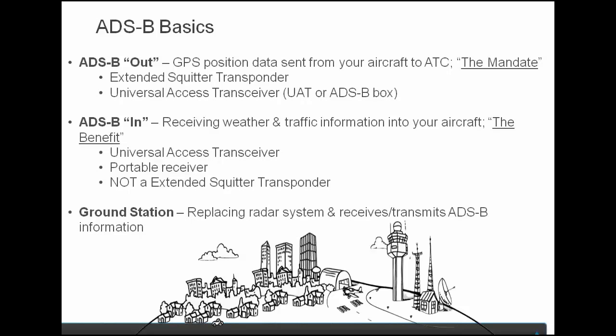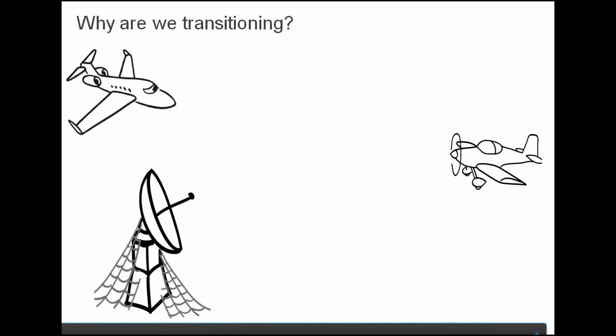And of course, the ground stations. This is the network out there that's replacing the radar system in the United States. And they're located all over the United States to broadcast and receive ADS-B information.